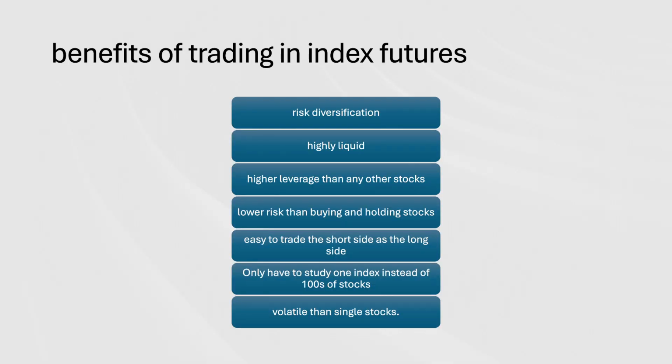But at the same time, what are the benefits in the future contract? Basically, risk diversification, because we hedge only to reduce our risk. And highly liquid, as we told before, because it is online and traded by multiple people. Higher leverage than any other stock.